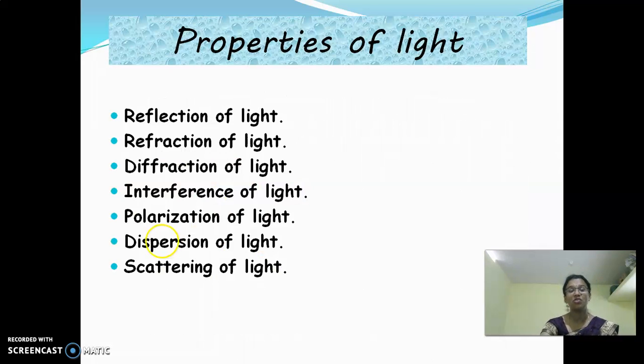Then properties of light. Reflection of light: it falls and comes back. Refraction of light. Next, diffraction of light. Interference of light, that is two light waves combine to give one. Polarization, which does not take place naturally. Light spreads in all directions, so by the method of polarization, we send it only in a particular direction. That is called polarized light. Then dispersion of light, scattering of light. Refraction is nothing but bending of light waves.